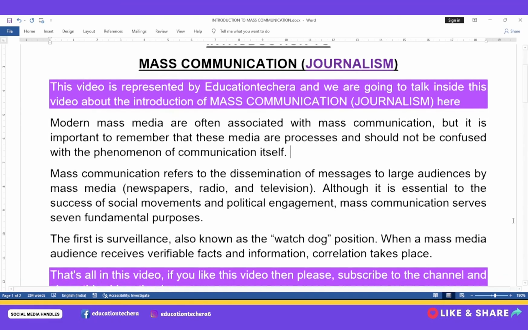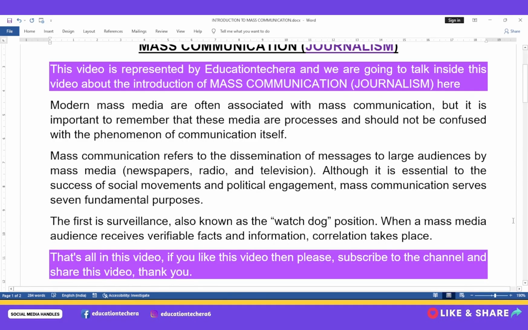The first is surveillance, also known as the watchdog position. When a mass media audience receives verifiable facts and information, correlation takes place.